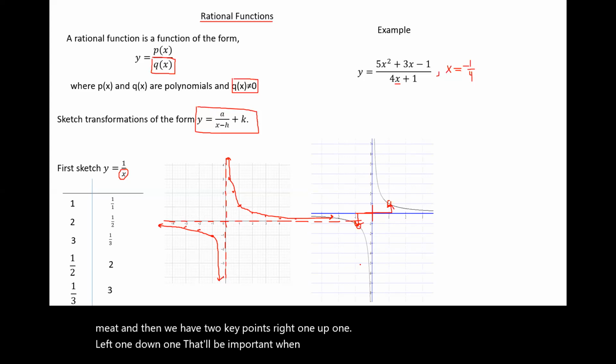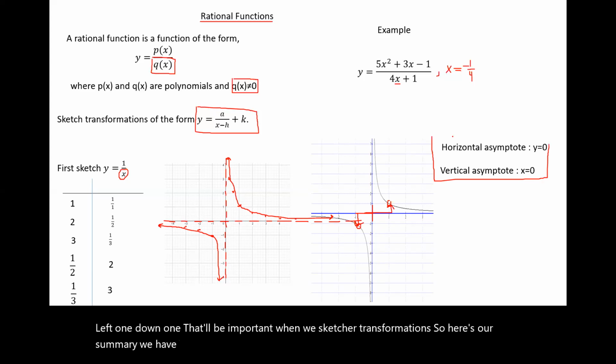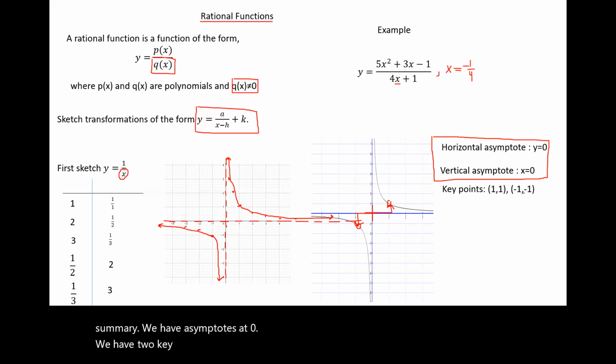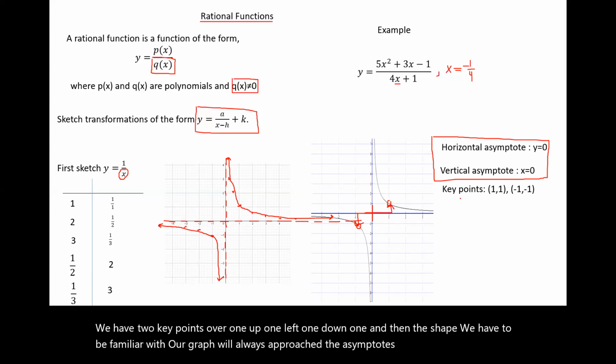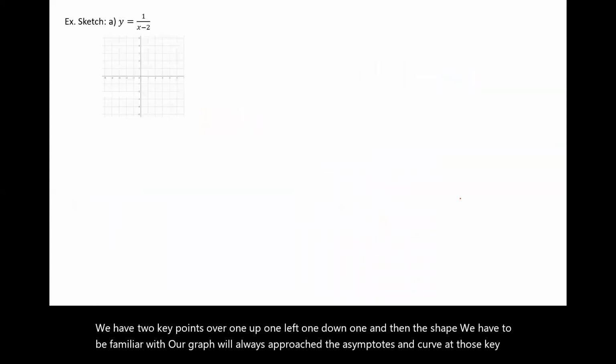So here's our summary. We have asymptotes at 0. We have two key points, over one, up one, left one, down one. And then the shape we have to be familiar with. Our graph will always approach the asymptotes and curve at those key points. How does that help us draw this one?